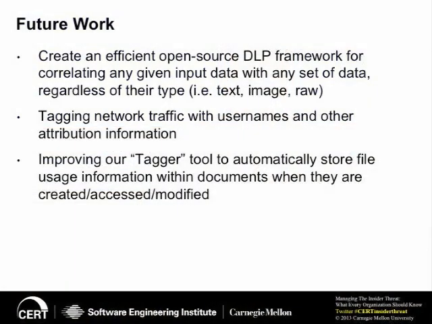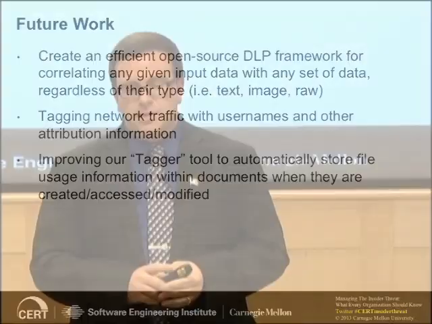So some of our future work, we're actually working on creating an open source data loss prevention framework. This will hopefully help individuals create data loss prevention rules that can be used and easily implemented within an organization. I'd also like to take a look at tagging network traffic with usernames and other attribution information. How hard is it to actually attribute network traffic down to an individual user?